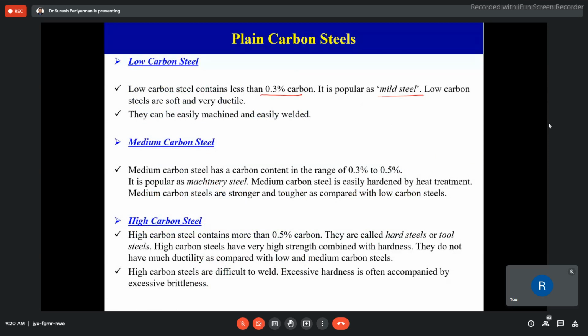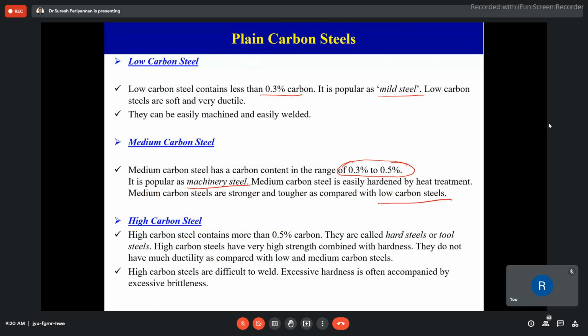Now, medium carbon steel, the carbon is 0.3 to 0.5%. This is especially for machinery steel. Medium carbon steel is easily hardened and heat treated. And medium carbon steels are stronger and tougher compared to the low carbon steel.